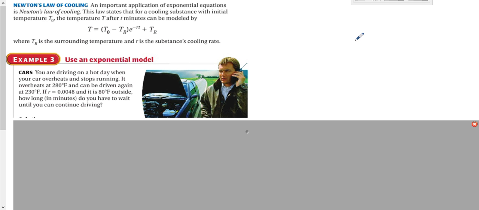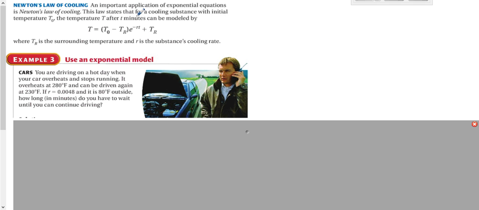Okay, welcome. Today we're going to look at some application problems involving logarithmic and exponential equations. So go ahead and take your notes out and we'll begin. All right, the first application problem we're going to deal with involves Newton's law of cooling. So I'm going to go ahead and read about that right now.